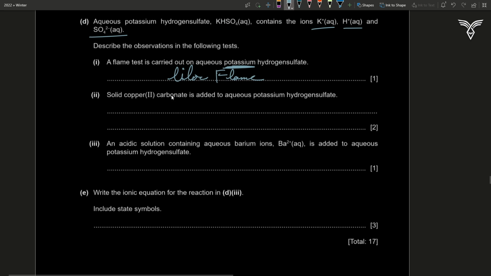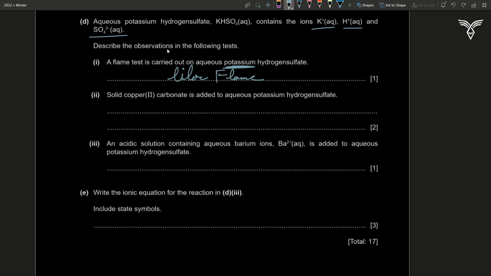طيب part 2. Solid copper carbonate is added to aqueous potassium hydrogen sulfate. The potassium is more reactive than copper. حلو. And when they're added to each other it's an aqueous shape. فthey're both ions. فهيحصل displacement. حلو جميل زي الفل.